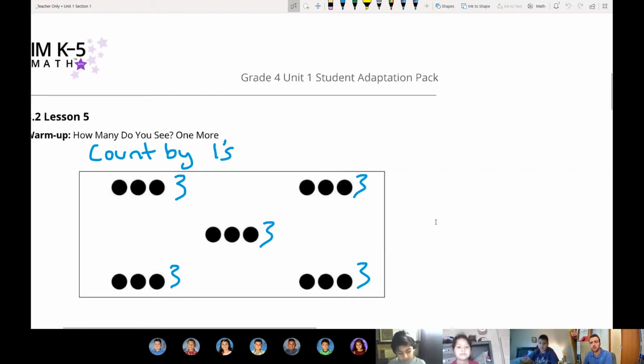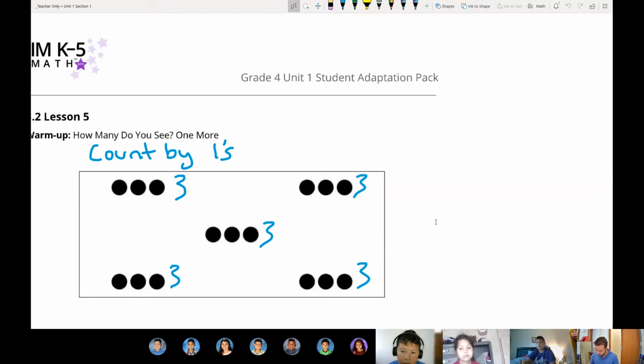Does someone else want to share their strategy, what they did? Abisai, go for it. Welcome in. So when I saw that, I decided to add the 3, 3, 3, 3 together. That makes 6, so 6 plus 6 is 12, and then add 3 more, then it's 15.